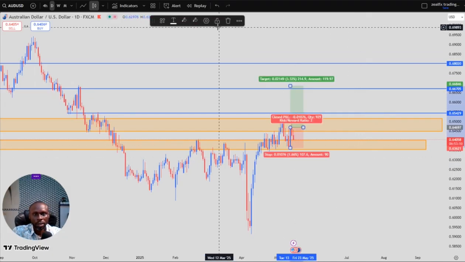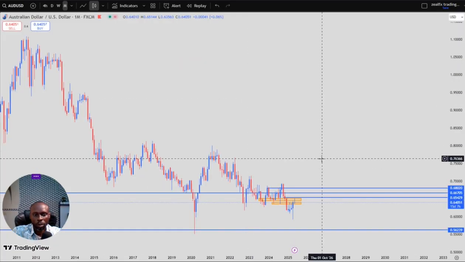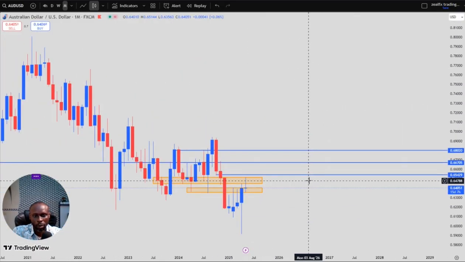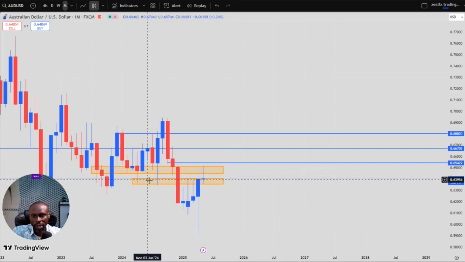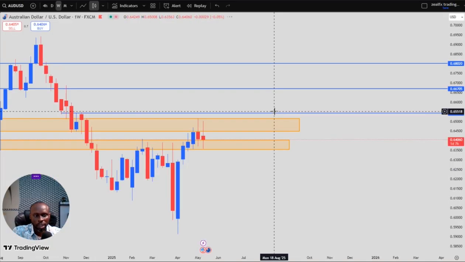The Australia USD, on the monthly chart, still shows sign for buying opportunity. Also, we expect price to continue to buy because price converted this resistance to support. So we expect price to continue to push higher on the Australia USD. So let's look at the weekly chart of the Australia USD.